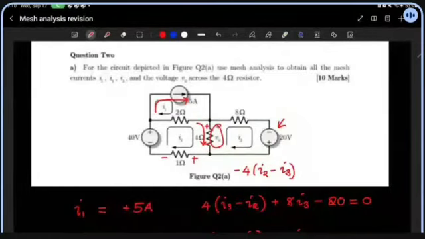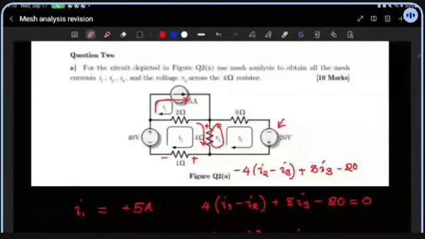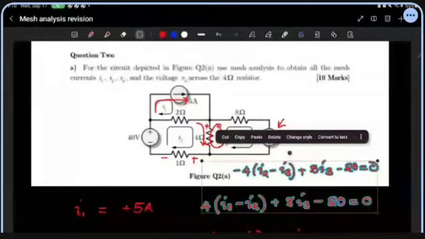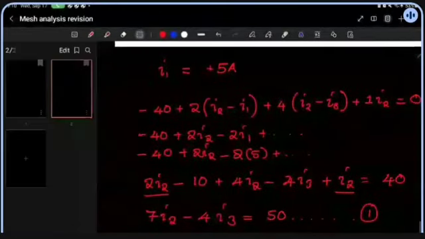Then for the 8 ohm there, since we haven't set polarity, we'll still go with 8I3. Then for the 20 volt source, we're still finding it minus first. So minus 20 is equal to 0. This is what we would have had if we had set up polarity. Now you should see that the two methods still yield the same answer. They still yield the same final equation. So you can set polarity in advance, or you can just follow the method we've been using.